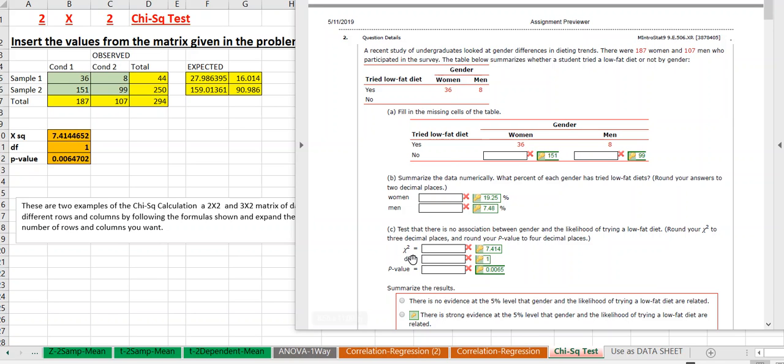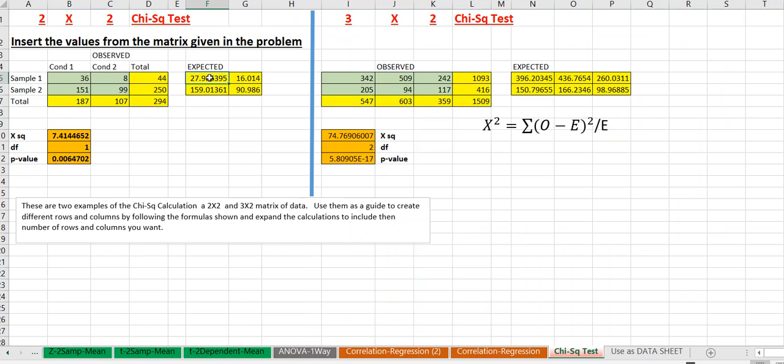But to find the chi-squared number, that requires the formulas. So if you want to use the calculator, I provided it over here for you. What I do is enter the two parts of the 2 by 2 chi-squared test, which is the 36 and the 8. Enter the 151, which is what I found when I subtracted 36 from 187, and the 99, which I found by subtracting 8 from 107. When I put those four numbers in, the rest of it fills in here. It also calculates the expected value.